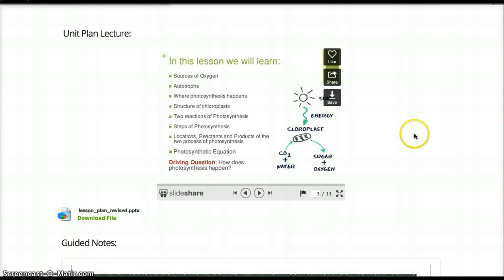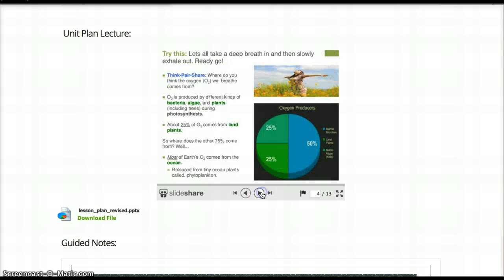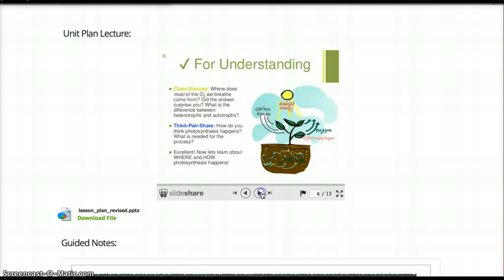With my lecture, I've also included a driving question, which I hope students will be able to answer by the end of the lecture. As I move on through it, you can see I've denoted things that are going to be discussed as a class, in addition to questions that I want students to think, pair, share.